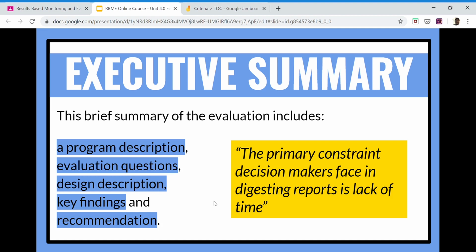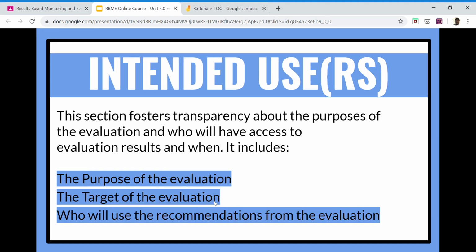But if you think about your decision makers, the workload has increased much more than 50 years ago. So how much of that do they read currently? Your executive summary is quite important, and you should take it as the most important part of your evaluation report.